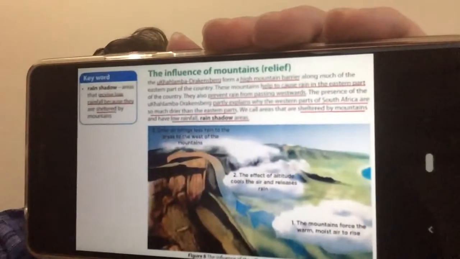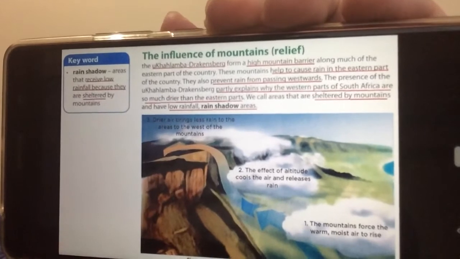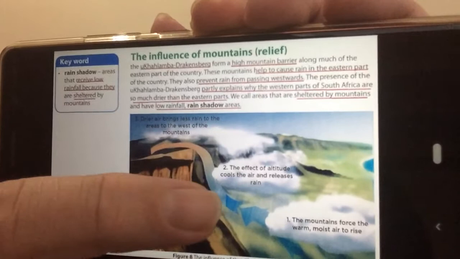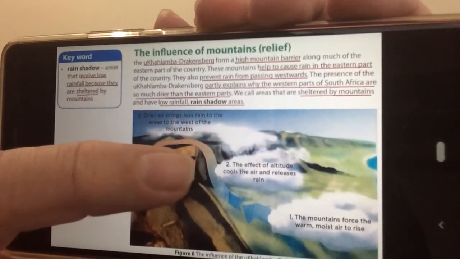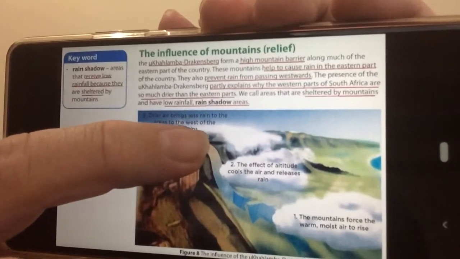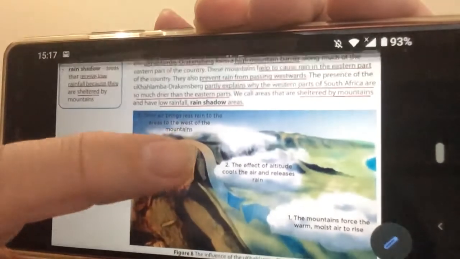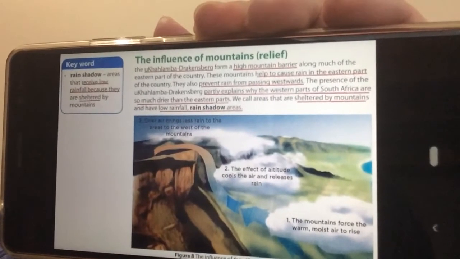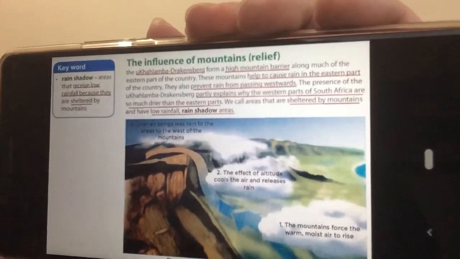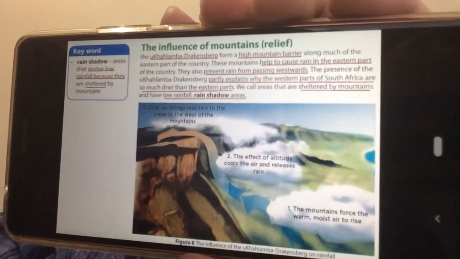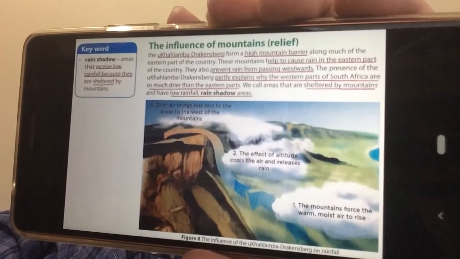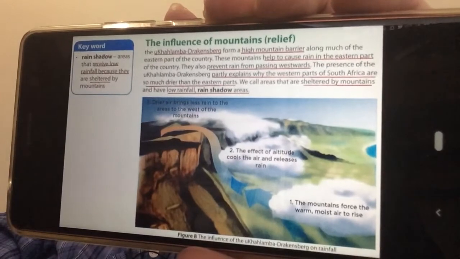Okay, and then the last one here is this idea of mountains or relief. The uKhahlamba Drakensberg forms a mountain barrier, and this is going to cause the rain to stay in the eastern part of the country, and then it prevents rain from getting to the western part of the country. So it's partly to blame why the western parts of South Africa are so much drier than the eastern parts.